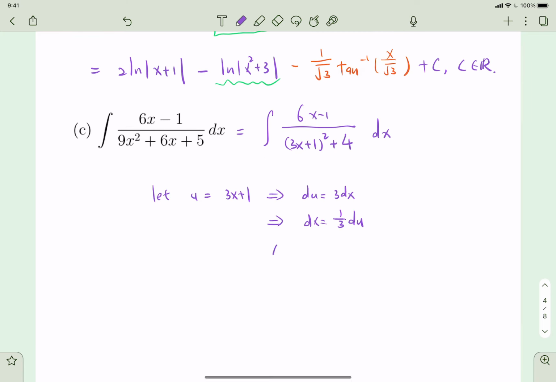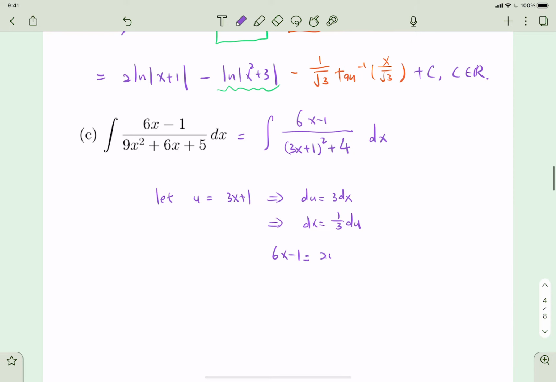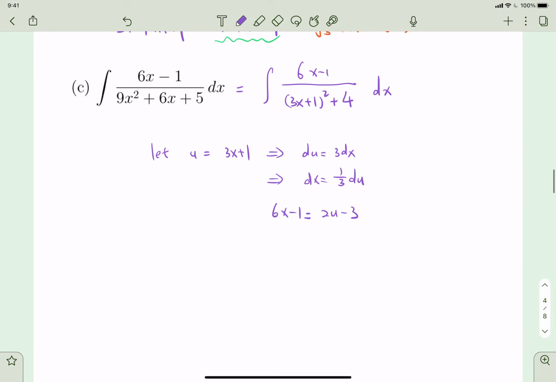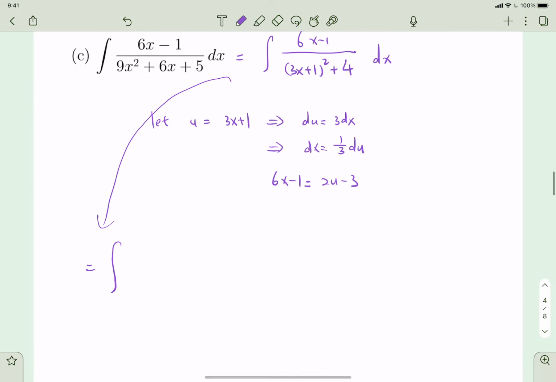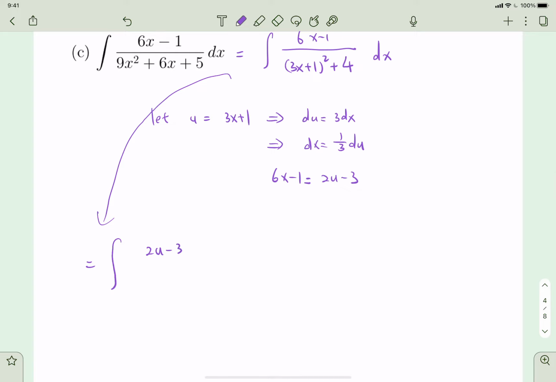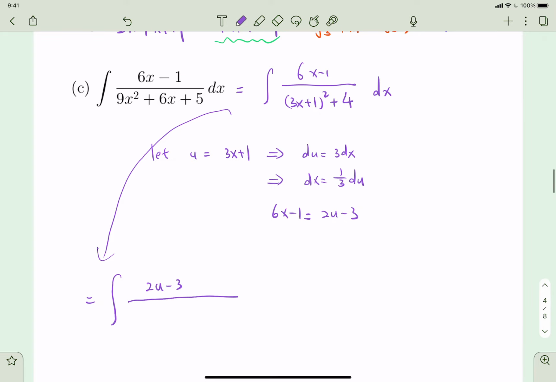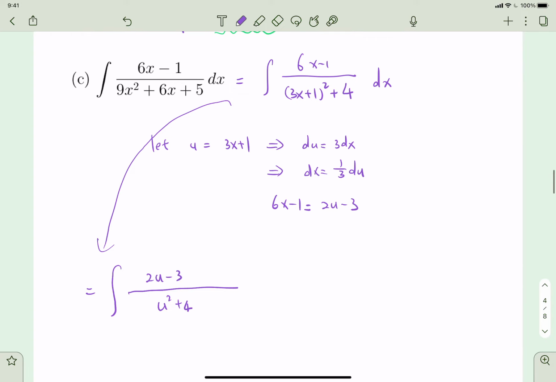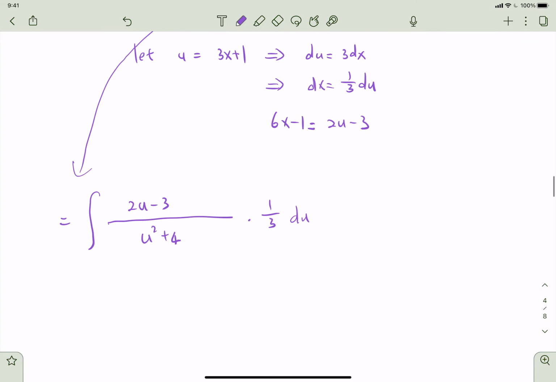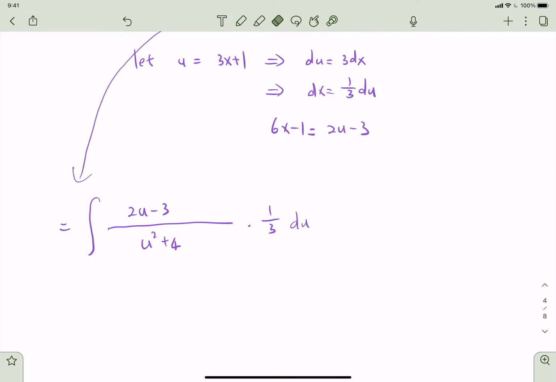And also this 6x minus 1 can be written as 2u minus 3. And we can now compute this directly: 2u minus 3 divided by u squared plus 4, right? And the dx here is replaced by 1 over 3 du. Okay, so now we have this guy here. That is 4.